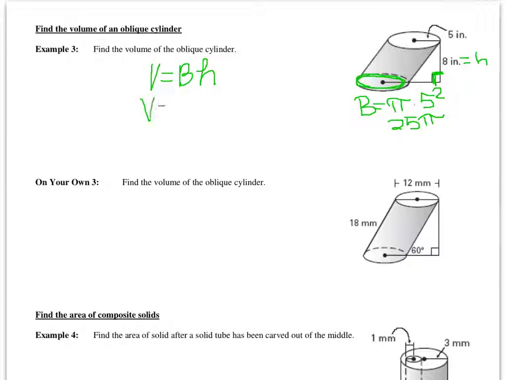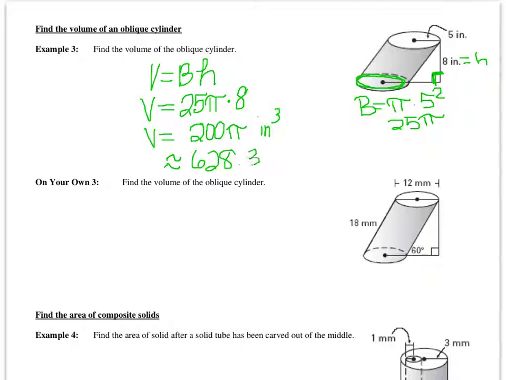So we can say volume equals, my base is 25 pi because it's still pi times my radius squared, and since my height is at a right angle, my height is 8 there. So volume equals 25 times 8 is 200 pi, and my units would be inches cubed, and that would be my exact value. If you round it, you would find that that's approximately 628.32 inches cubed.